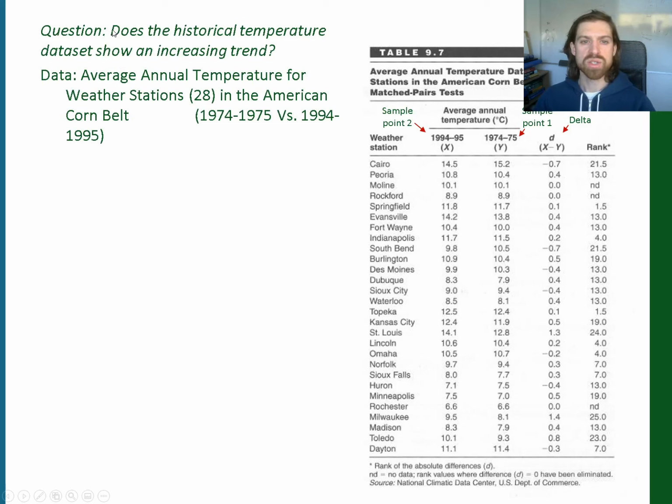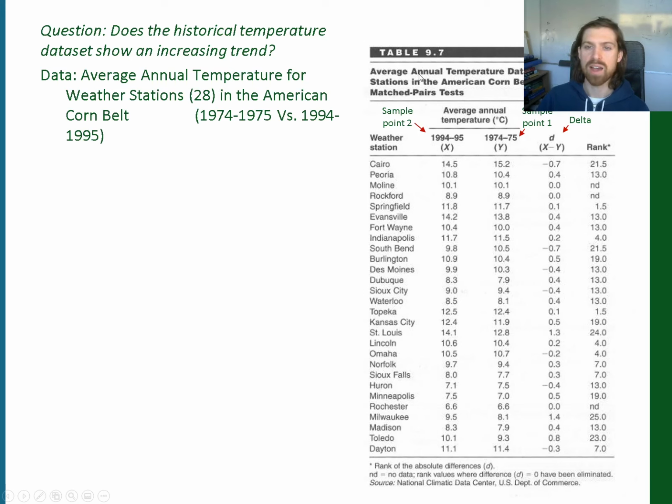So let's look at a question. Does the historical temperature data set show an increasing trend? So what we're saying here is that it's a directional hypothesis. We think that there's an increasing trend, so we're going to want to be looking in the upper part of the distribution. We've got the data just pasted in here.